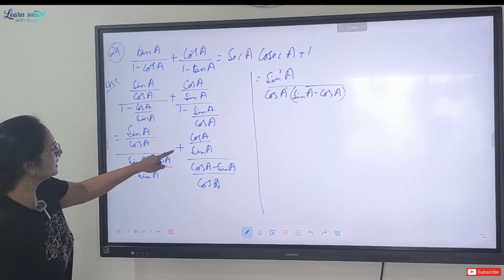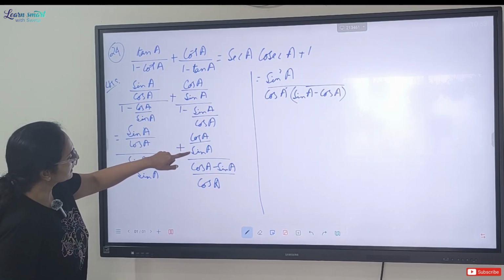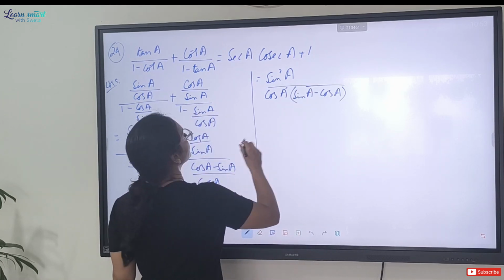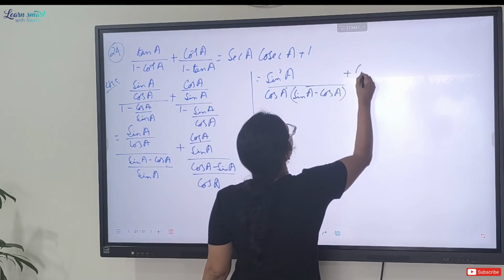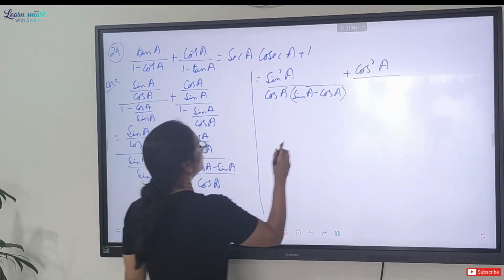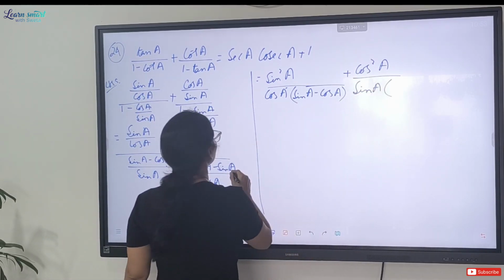And next, same way here we will simplify. So this will become cos square A upon sin A into cos A minus sin A. So let's write that plus cos square A upon sin A into cos A minus sin A.